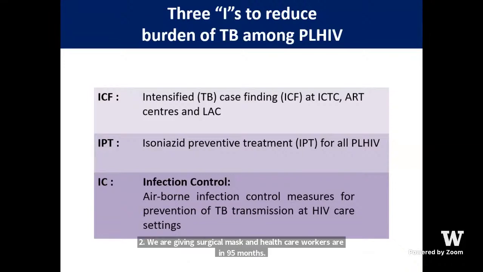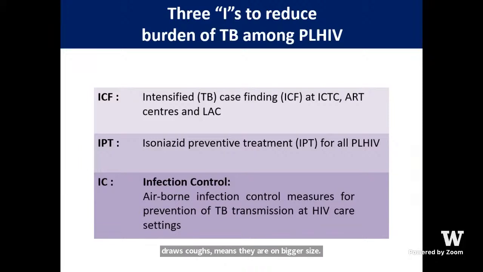When the patient coughs, the sputum particles are bigger in size. Once they go into the atmosphere, they become droplets. So when the patient coughs, all the big sputum particles come out. The surgical mask will prevent them from disseminating into the atmosphere and becoming droplets. For us, the healthcare workers, the droplets are the concern, so we have to wear an N95 mask, so that droplet infection is prevented from getting into the healthcare workers. So this is infection control. All three I's are very, very important to reduce the burden of TB among HIV, and also to bring about less mortality and morbidity in PLHIV.